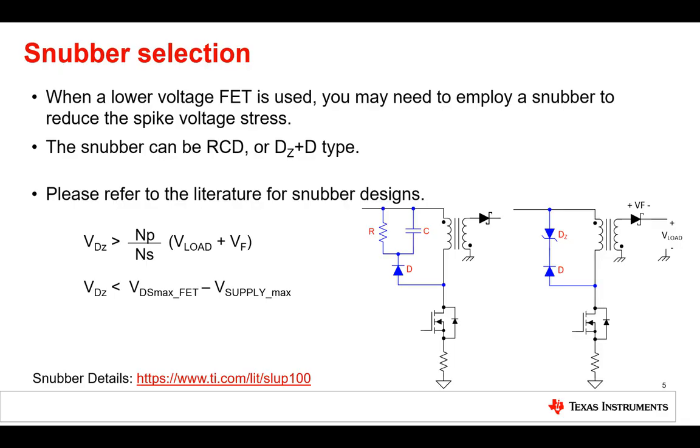After the design of the transformer is finalized, normally the RCD clamp is used as it is lower in cost, but for the first test I recommend using the DZ plus D type. The DZ plus D snubber is independent of transformer parasitics, so it can be selected using these 2 formulas.